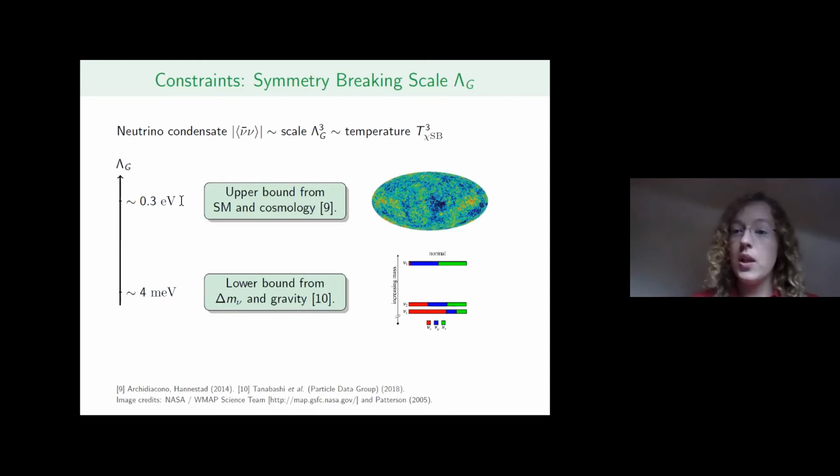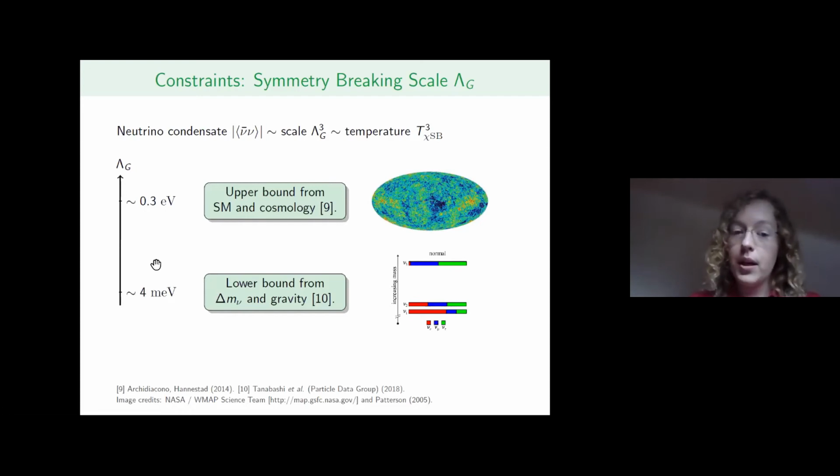Now there's also a lower bound. So there's one model-specific one. If we look at the mass splitting of the neutrinos, which has been observed experimentally, we know that the heaviest neutrino at least has a mass of 50 millielectron volts. So with a maximal coupling of 4 pi, the condensate must be at least 4 millielectron volts.